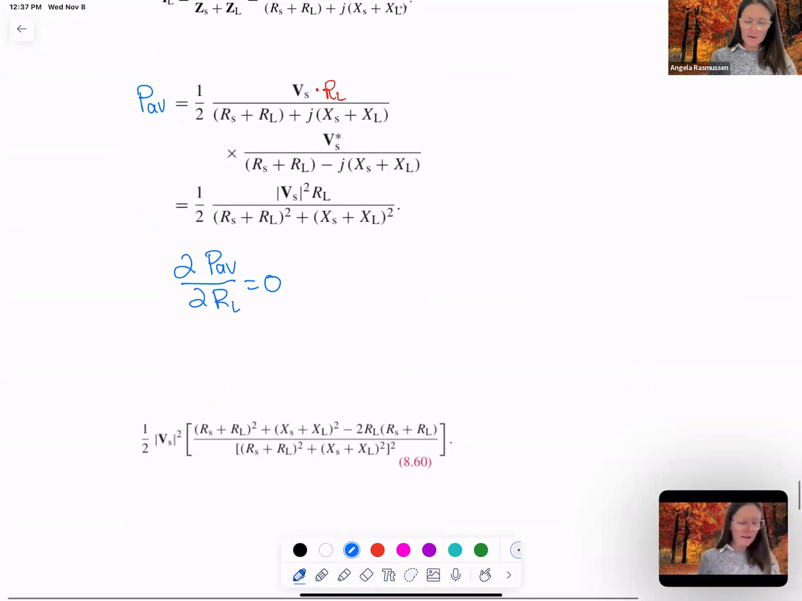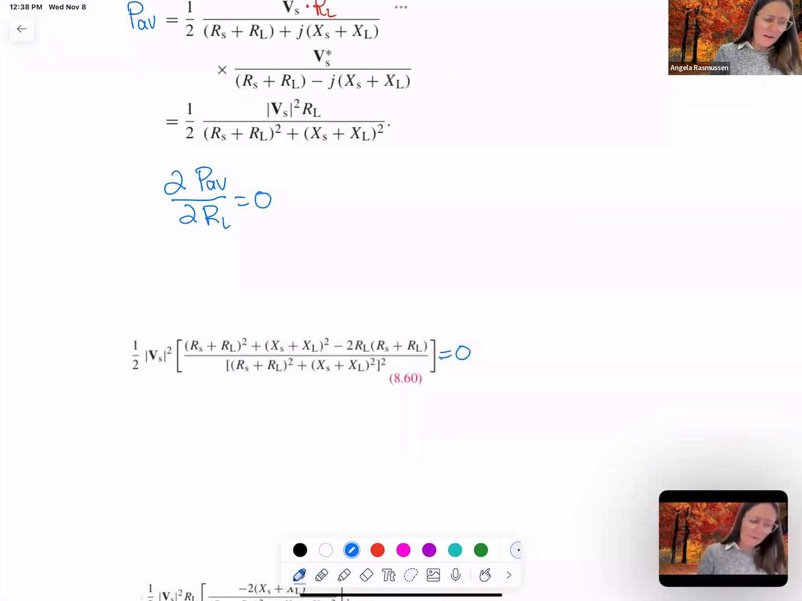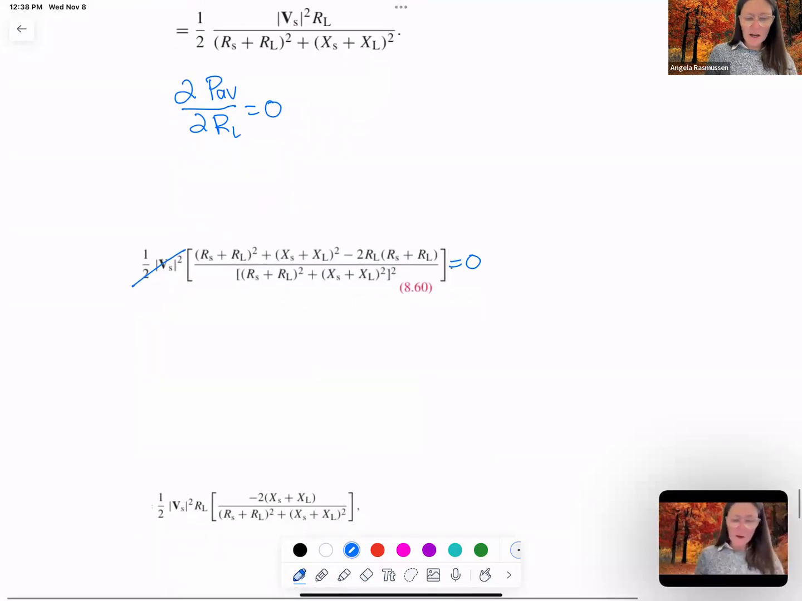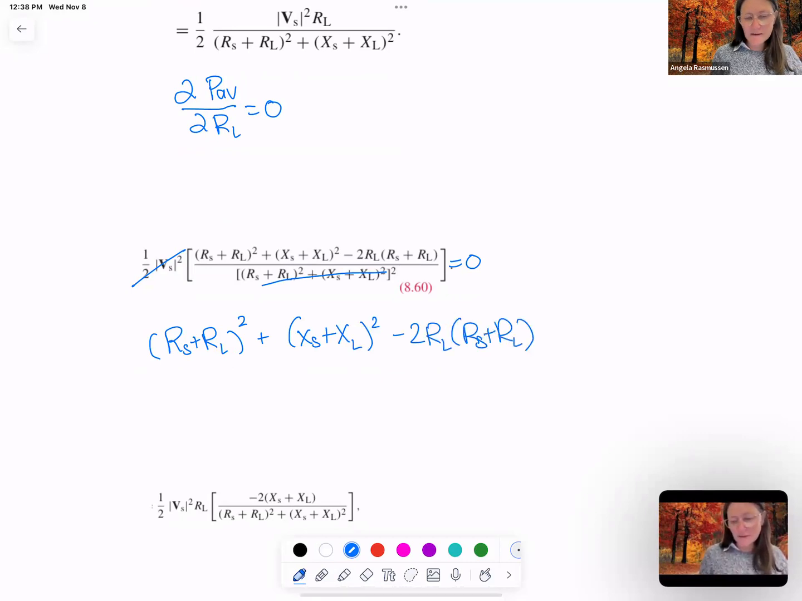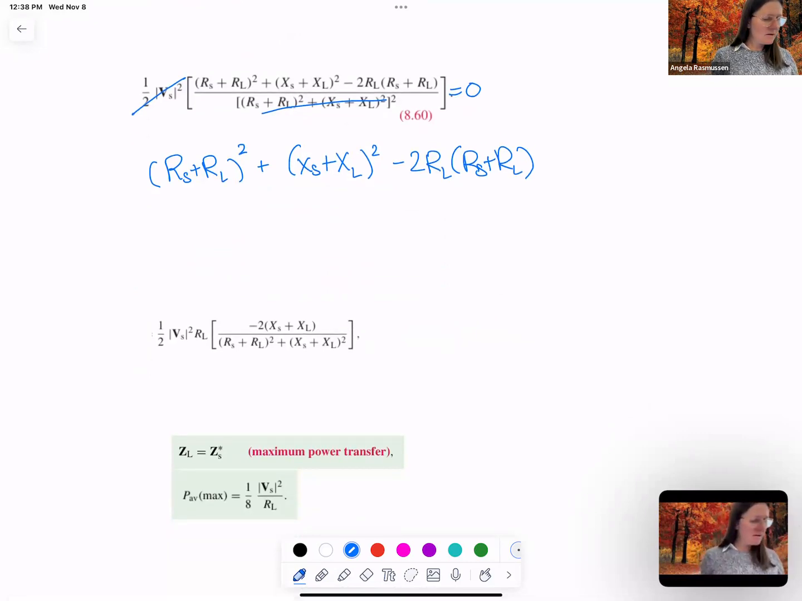And doing like we just did, we're setting this equal to 0. These are going to cancel, and the bottom will also cancel. So we have RS plus RL squared, XS plus XL squared, minus 2RL times RS plus RL, and that equals 0. And then solving this for XL is what we're looking for. Let's see, I'm missing something here. RL. XS.